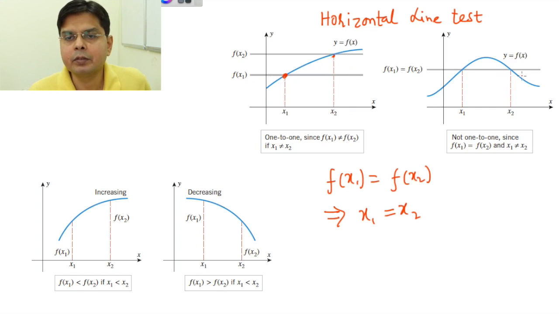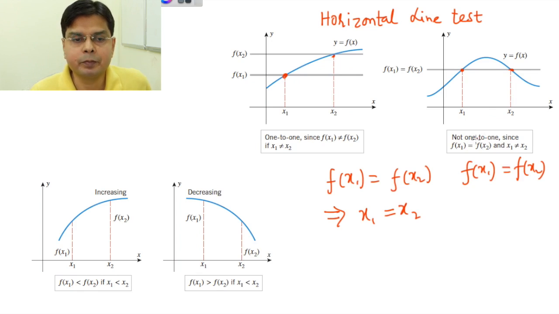Now you see this graph, this is a function because it is satisfying the vertical line test, so this is the graph of a function. But this is not a one-to-one function, because when I draw this horizontal line, it is touching at these 2 points. Now what is happening is that f of x1 is the same as f of x2, and my x1 is not equal to x2, so this is not one-to-one.